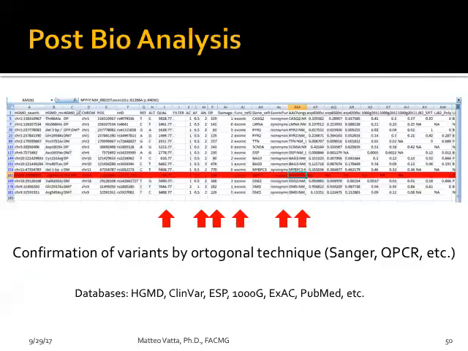In addition to that, once we know if the variant has been identified or not in the general population, then we also need to determine if it has been published. You can even Google it, but PubMed has been an invaluable tool for that.